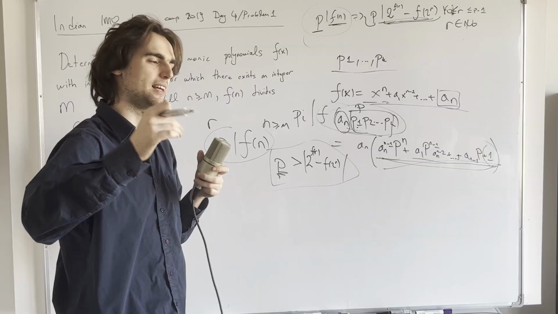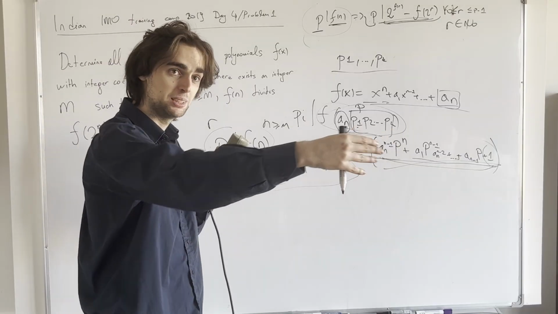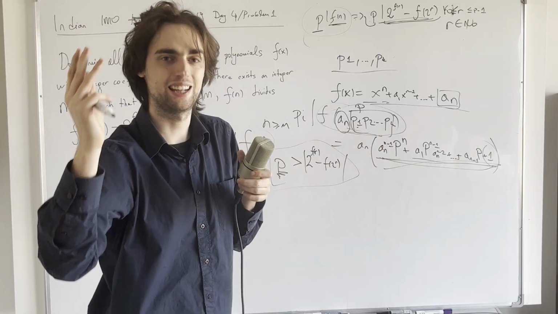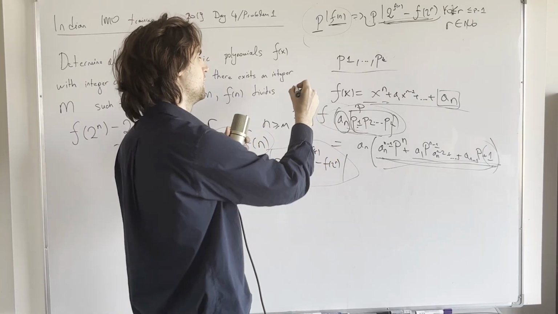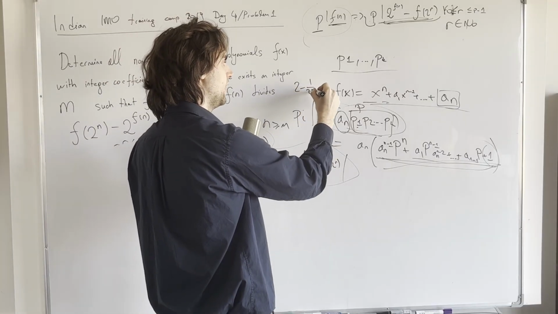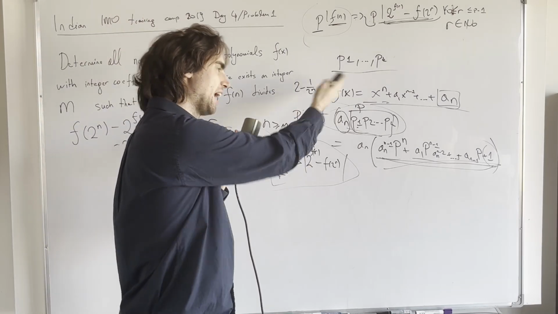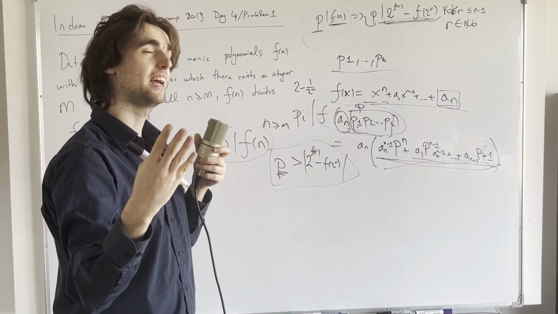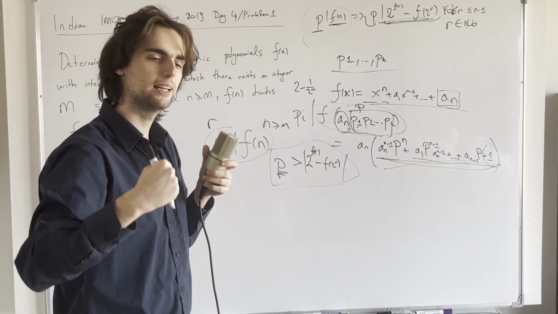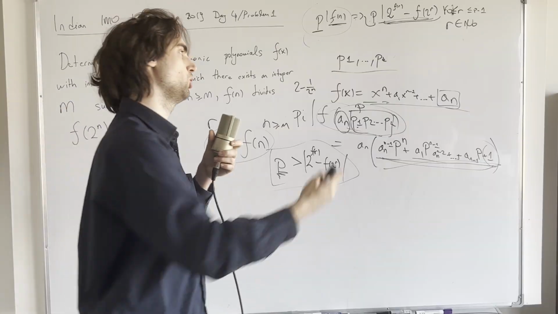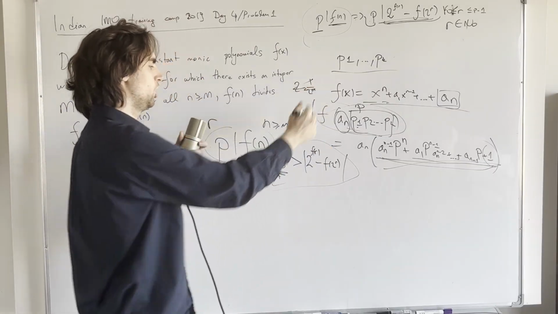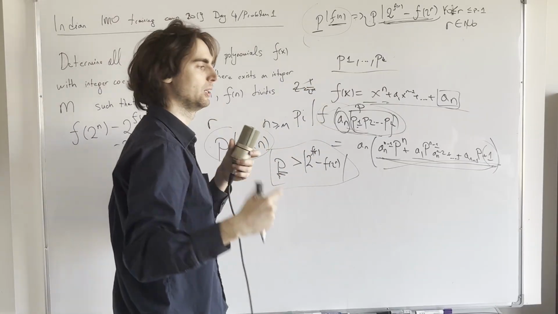You can't always say if my set has an infinite number of elements, I can pick as large an element as I want, right? The set 2 minus 1 over 2 to the n for n from 1 to infinity has infinitely many elements, but you can't pick one that's as large as you want it to be. Like there's no element larger than 3. So that's the thing on the integers that you can usually do.